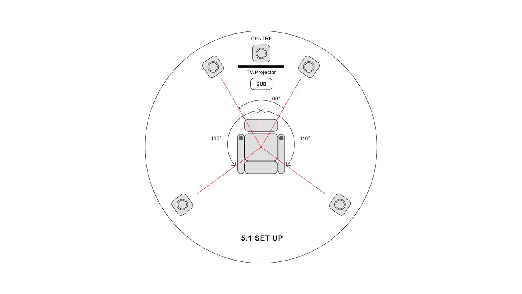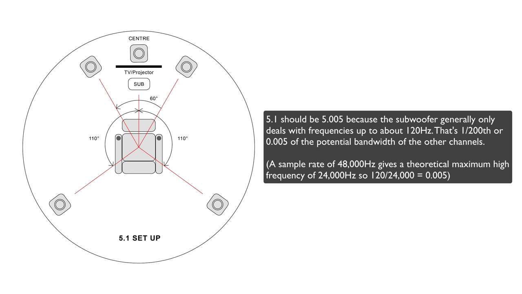The point 1 is a dedicated low frequency channel, referred to as the LFE or low frequency effects. This can be thought of as a supplementary channel to which you can send signals which you feel would benefit from low frequency enhancement. In fact, Tomlinson Holman, the creator of THX and 5.1, has said that strictly speaking, 5.1 should be called 5.005 to indicate the bandwidth of the LFE channel in relation to the other channels. It's actually about 1/200th of the bandwidth. 5.1 is probably a better name than 5.005 though.